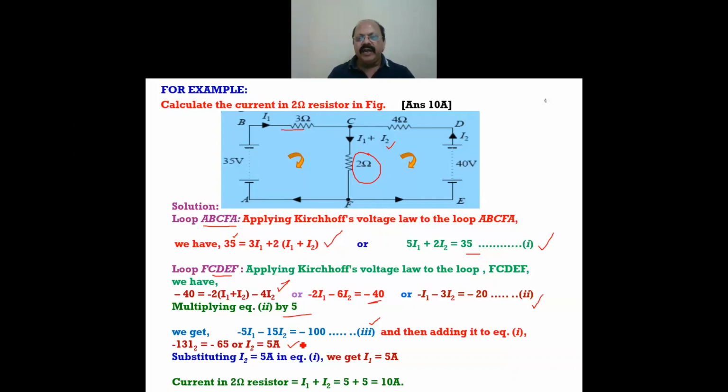So you are getting I2 equal to 5 ampere. Now substitute the value of I2 equal to 5 ampere in equation number 1 and solve it. When you solve it, you further get I1 equal to 5 ampere.